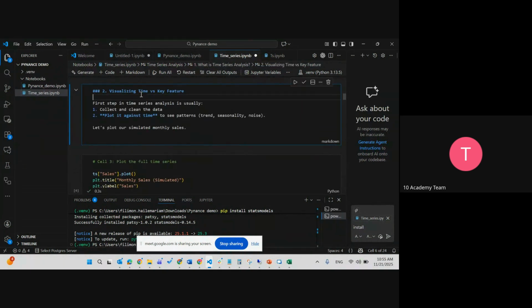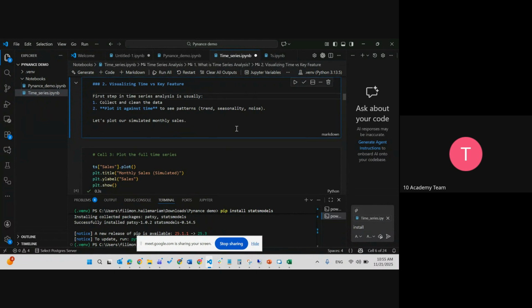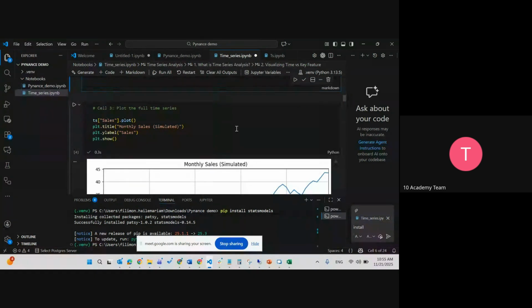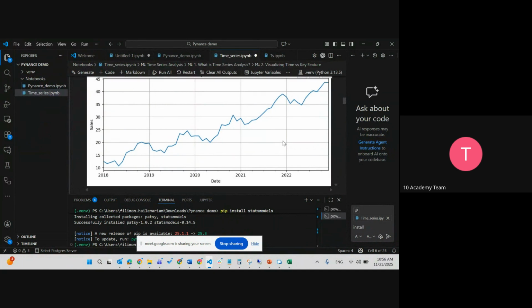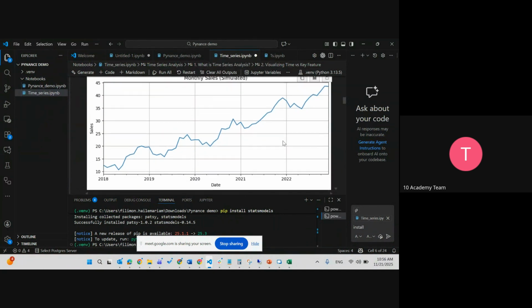First thing, visualizing time versus key features. First step in time series analysis, usually you collect the data, which we did already, then plot it against time to see the pattern, trend, seasonality, noise. So let's plot and see. So this is the sales data. First, you notice the data is going upward, right? So it's going well. It's not decreasing. It's going upward. There is also seasonality. There is also an upward, downward on the plot, but as you can see, it's going upward.